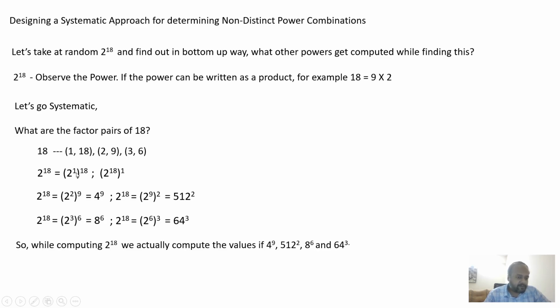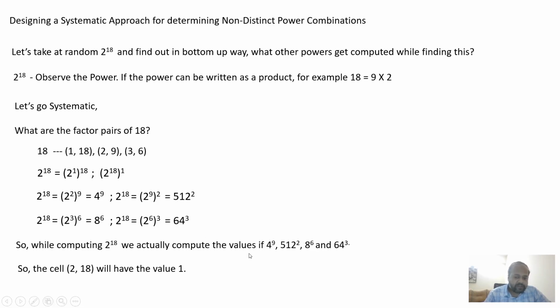Because 2 to the power 1 power 18 is the same, and 2 to the power 18 also is the same, right? So that's why 1 comma 18 I didn't take much in my example, but anyways it will be the non-distinct value. 2 power 18 will be distinct, but everything else, 4 power 9, 512 power 2, 64 power 3, and 8 power 6 will be non-distinct. And if you look at the cell values, 2 power 18 will have the value 1, right? As per our logic, it is the first distinct value.